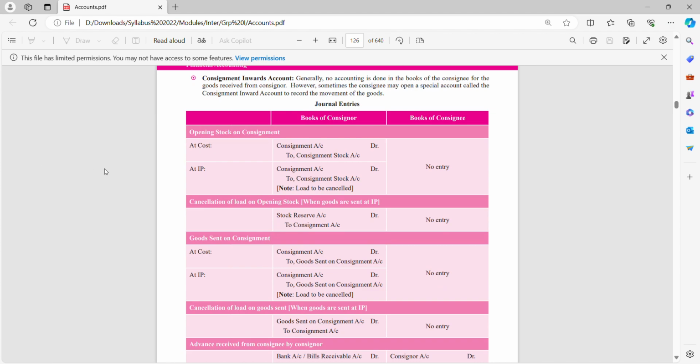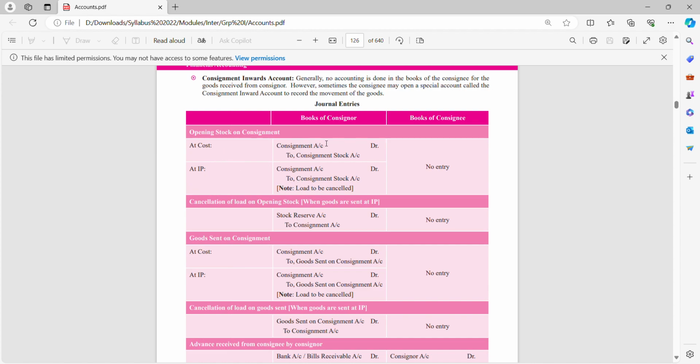So opening stock on consignment. Your stock will always be at cost price or invoice price, be it closing stock, opening stock, or purchase, goods sent on consignment. If it is at cost or at invoice price, you have to convert based on the question, and your entry will be the same.